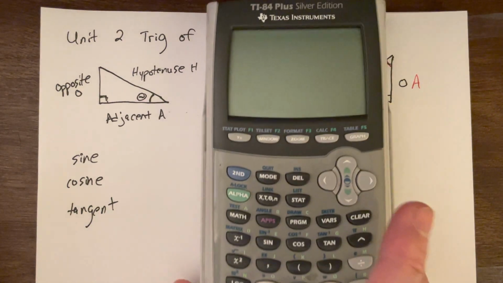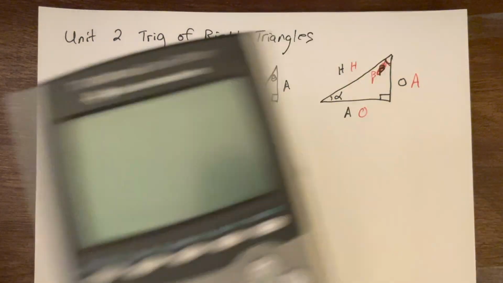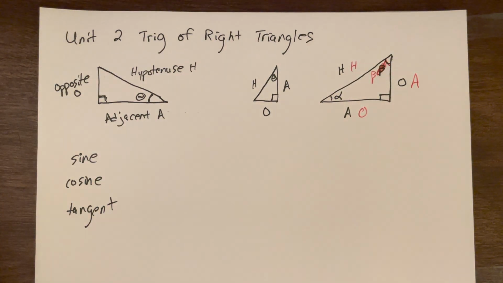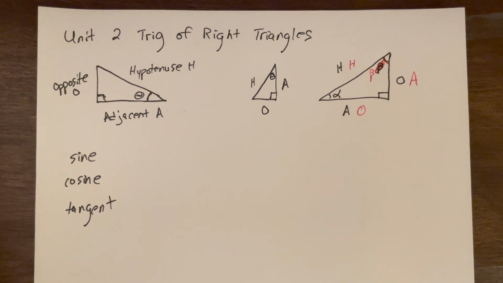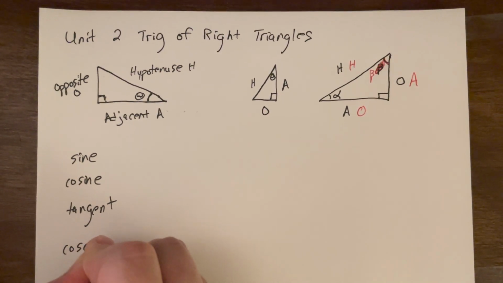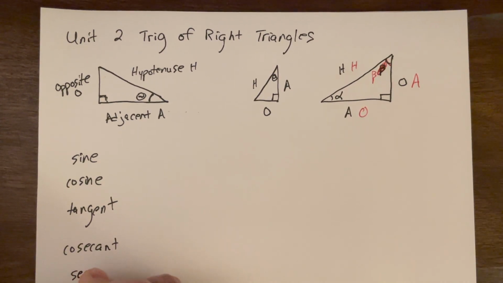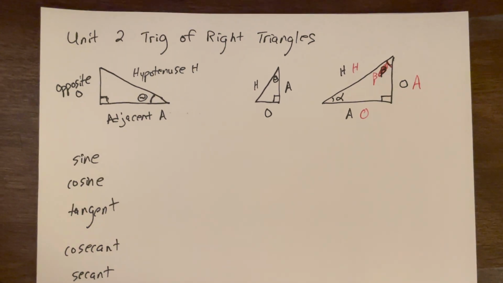As we mentioned on the calculator, no matter which calculator, you got a sine, cosine, tangent button. That's what you need for this class. And again, some people think it stops there, but there are three more trig functions. We also have cosecant, secant, and cotangent.